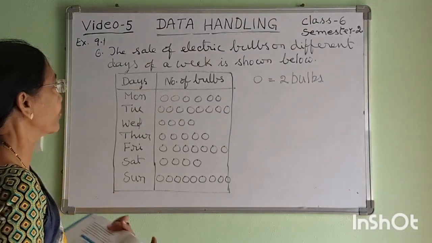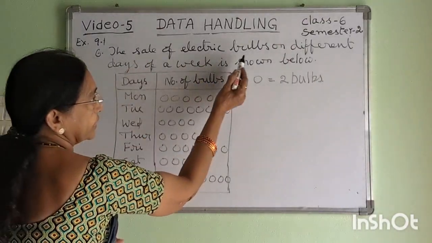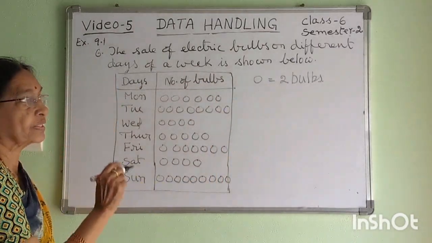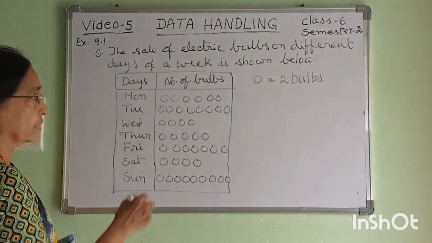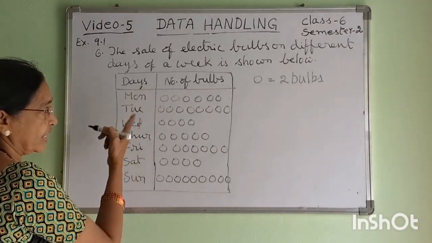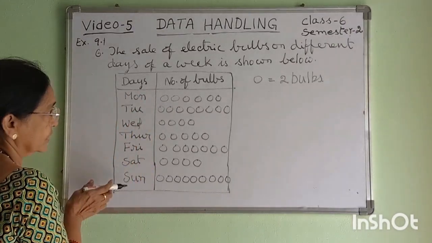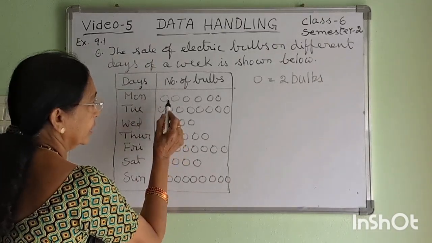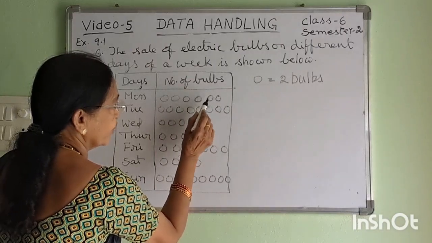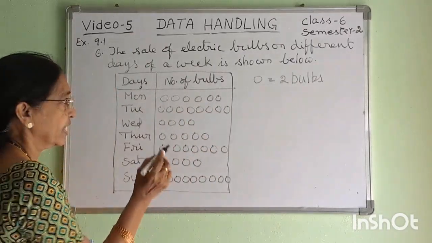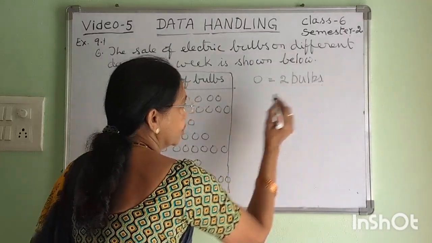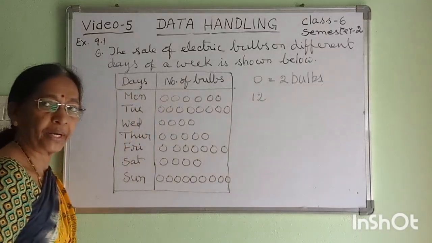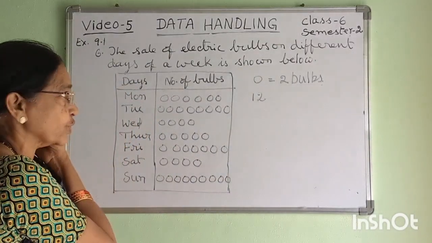So coming to the next problem, 6. The sale of electric bulbs on different days of a week is shown below. Monday to Sunday. On Monday, the number of bulbs sold is given by 6 figures. Let each figure represent 2 bulbs. Therefore, 6 into 2, 12 bulbs. So on Monday, 12 electric bulbs were sold.